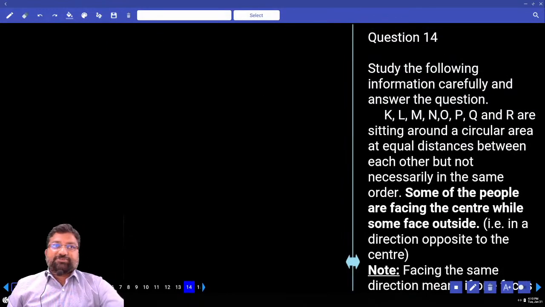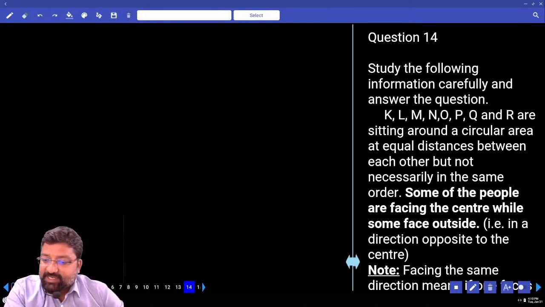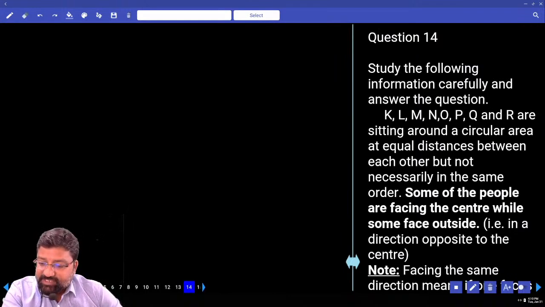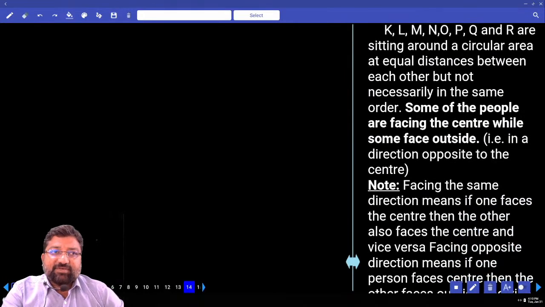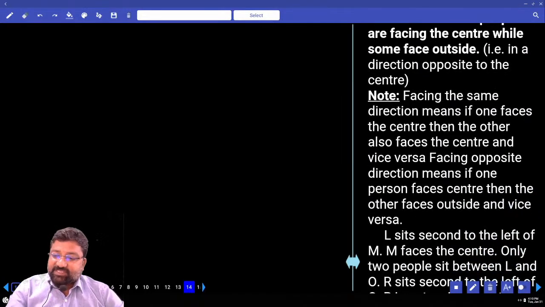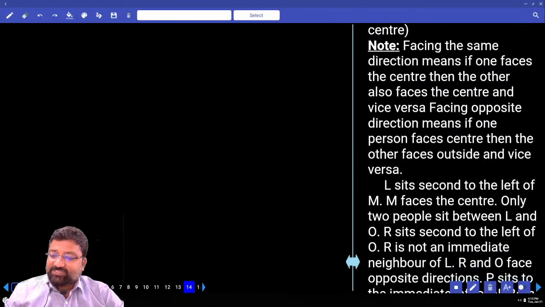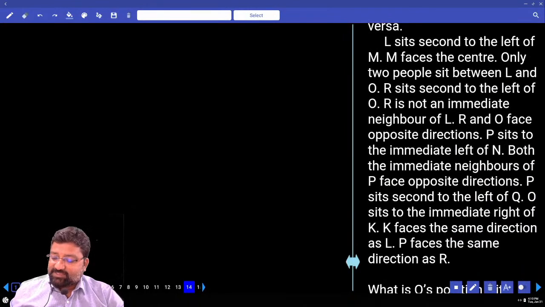Let's try to solve this question. Please pay attention and look at the way I solve it. K, L, M, N, O, P, Q, R are sitting around a circular area at equal distance between each other, but not necessarily in the same order. Some of the people are facing the center while some face outside. Facing the same direction means if one faces the center, then the other also faces the center, and vice versa. Okay, fine. Now, if you look into your handouts, look at the size of this question.